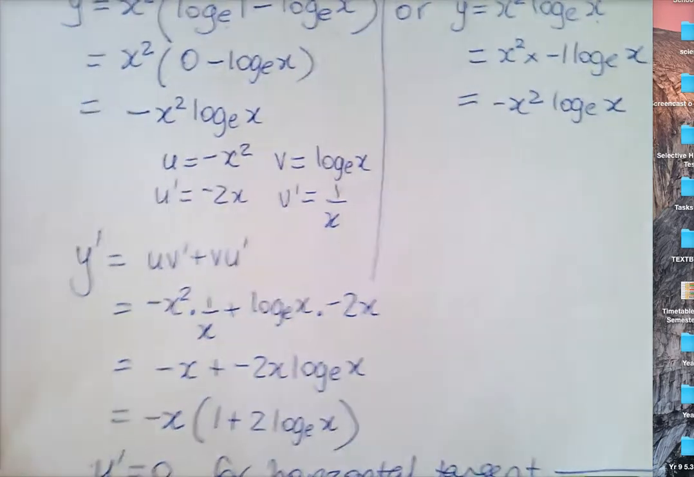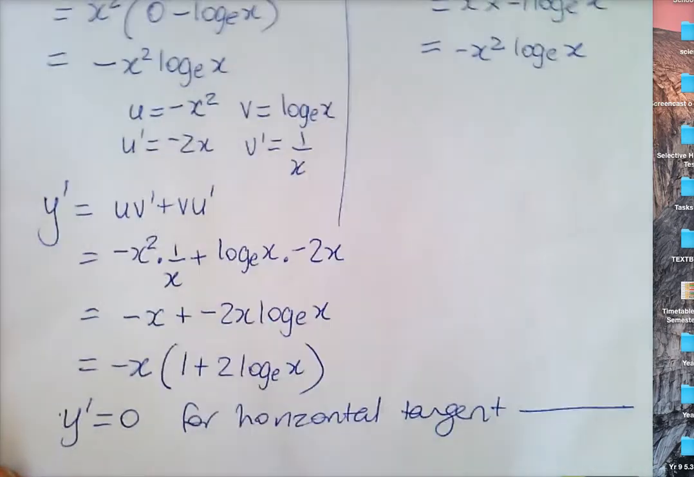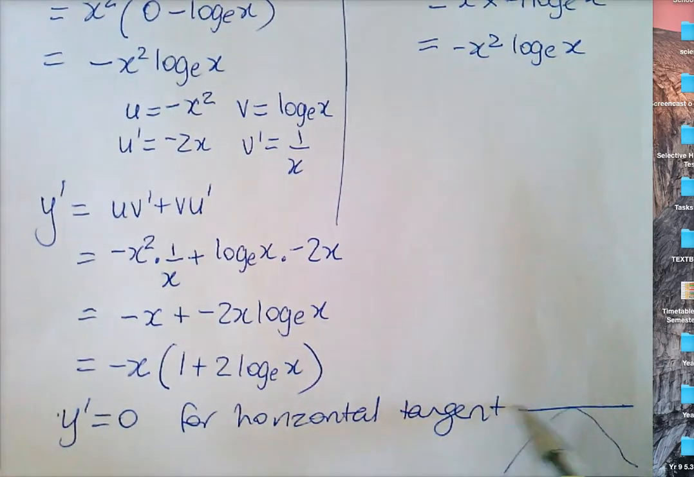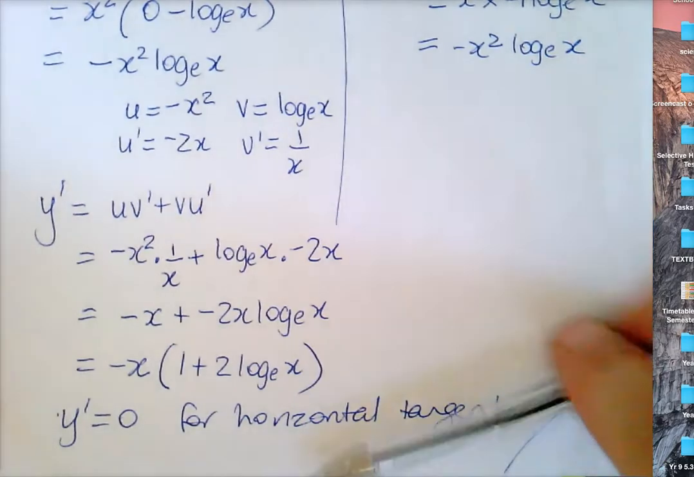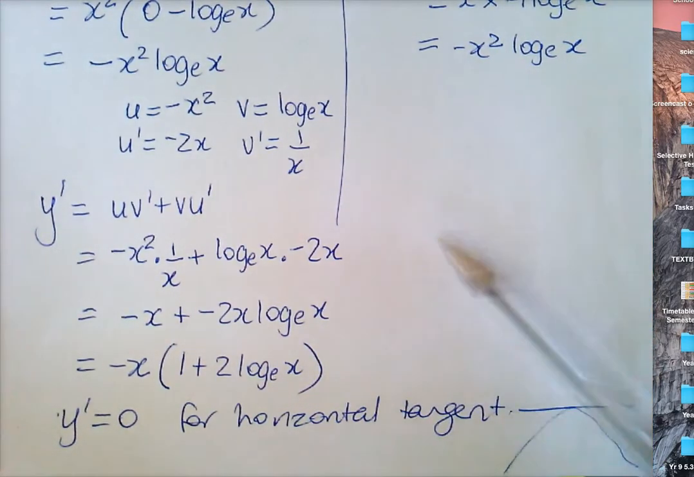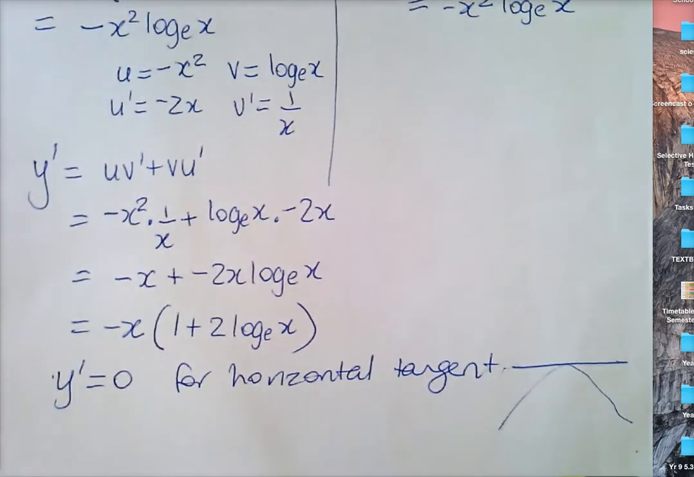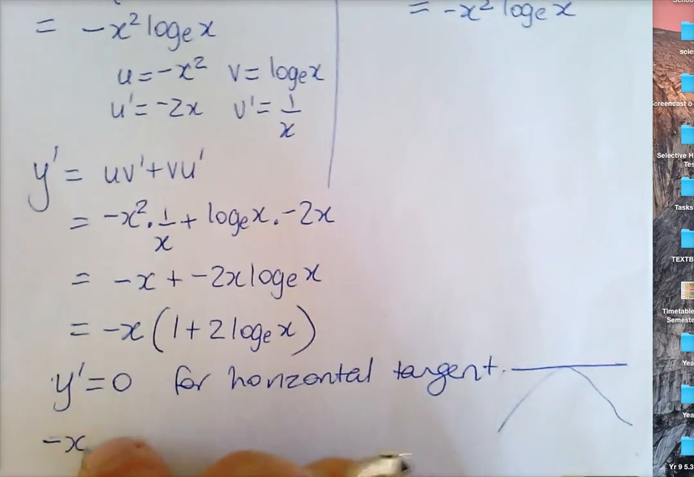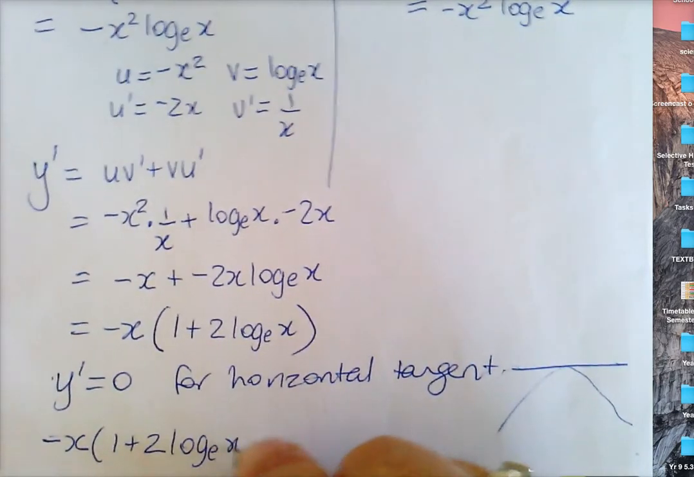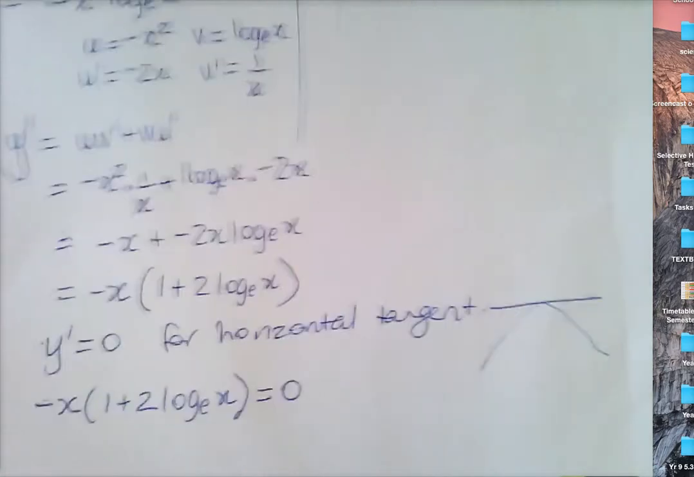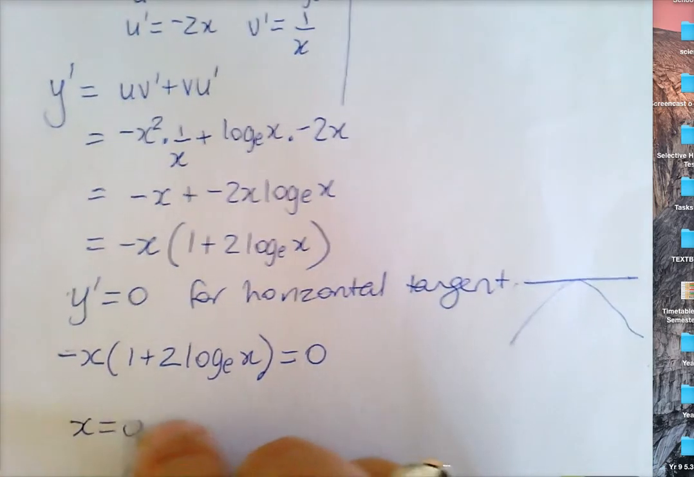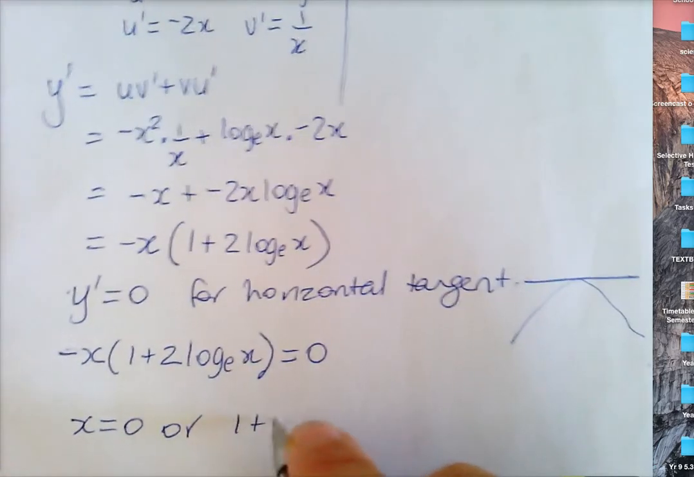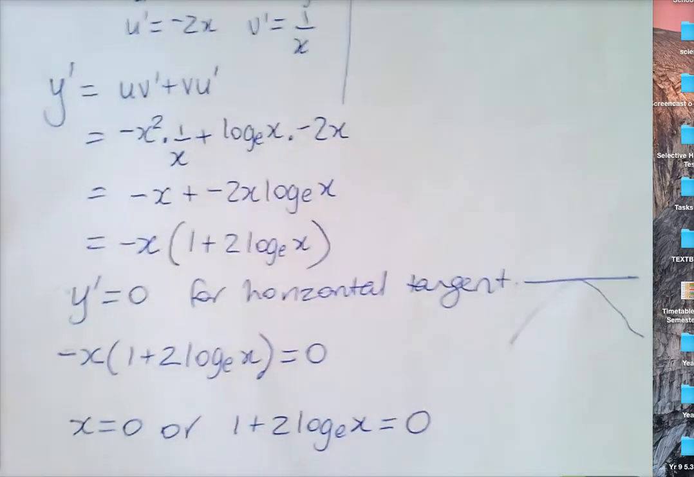Horizontal, what's the gradient of that line? What's the gradient if the tangent to your curve is horizontal? Remember stationary points? So if y dashed is 0 for horizontal tangents, do you know what to do now? Put the negative x bracket 1 plus 2 log to the base e of x is 0. So therefore, what are my two options? And it doesn't matter whether that's a negative, or 1 plus 2 log e x is 0.